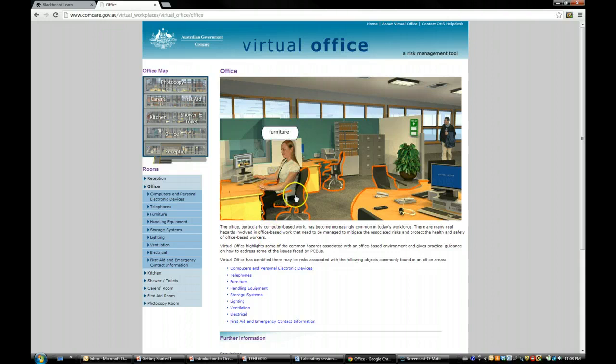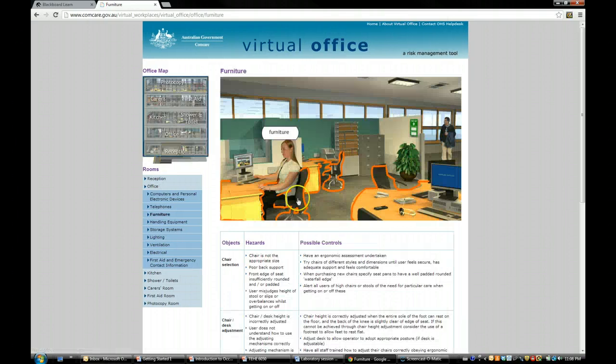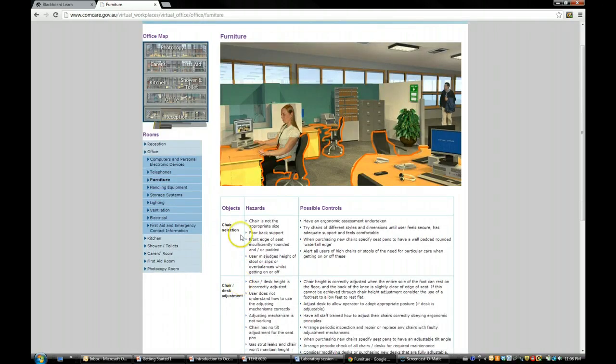at different aspects of that environment. So they can click on the furniture, and it comes up with the different types of furniture in the office. So for example, the chair, and then it looks at the hazards that might present. So a chair that's not the appropriate size for the person, or a chair where the edge of the seat isn't sufficiently rounded or padded, and the sorts of interventions or controls that the occupational therapist could recommend.